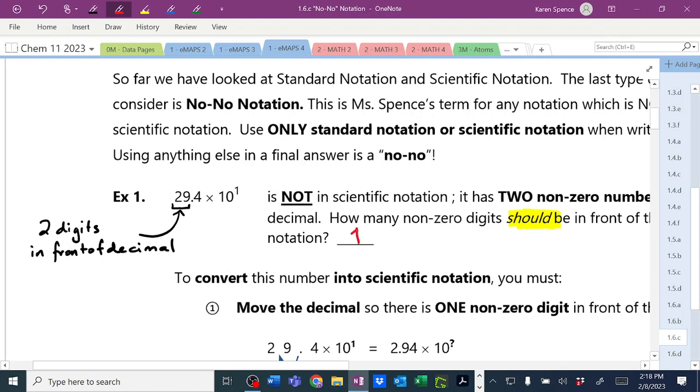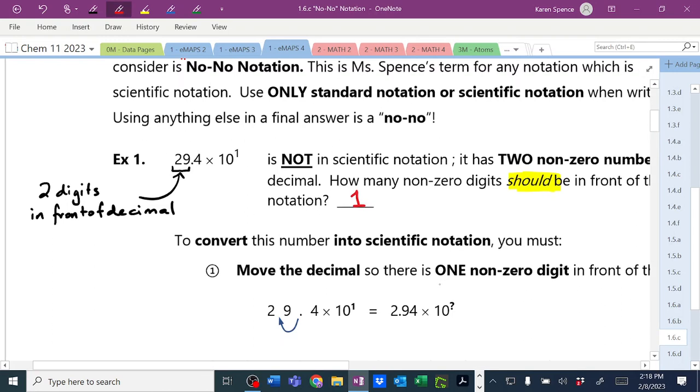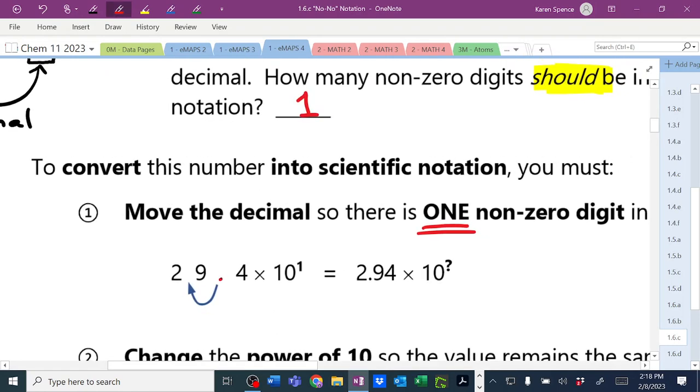The answer is 1. So we're now going to take this number, which is in what I call no-no notation, because it's neither scientific notation nor standard notation, so it's a no-no. Don't write numbers like this, okay? And we're going to convert it into scientific notation. So we need to move our decimal so that there is only 1 non-zero digit in front of the decimal. So here is 29.4, and we move our decimal how many places? 1 place.